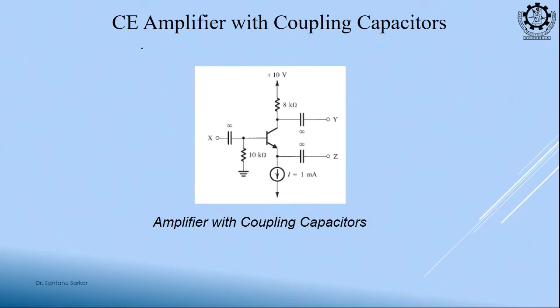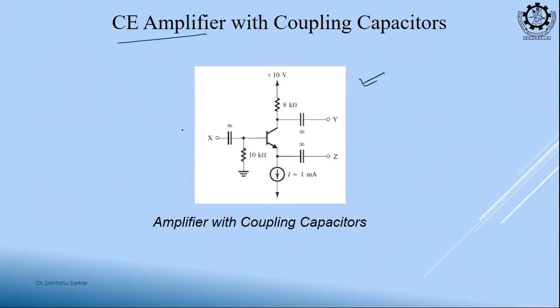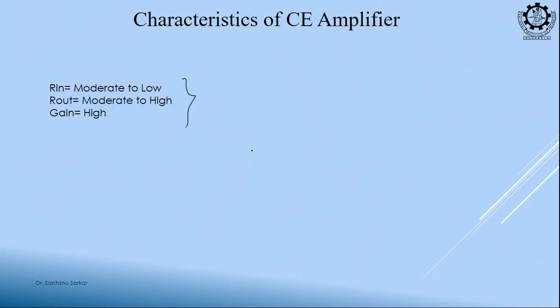So, if I ask you to draw a CE amplifier, this is the complete circuit. It can have a current source, it can have a resistance, that depends on the type of biasing. So, what are the characteristics? My input impedance is R pi, right. So, it is moderate to low and R out is also moderate to high.